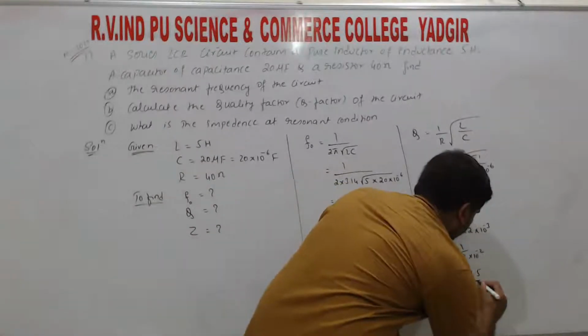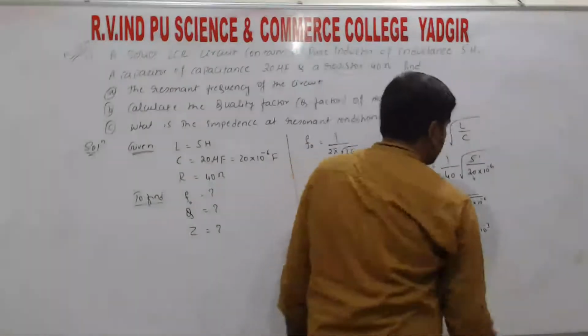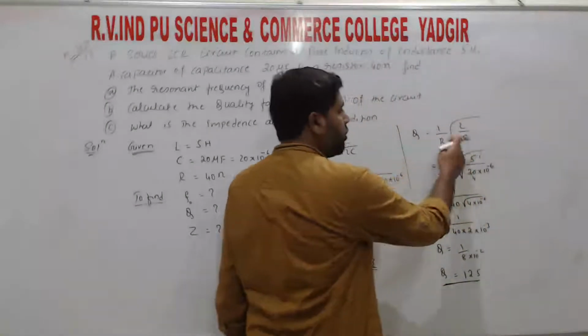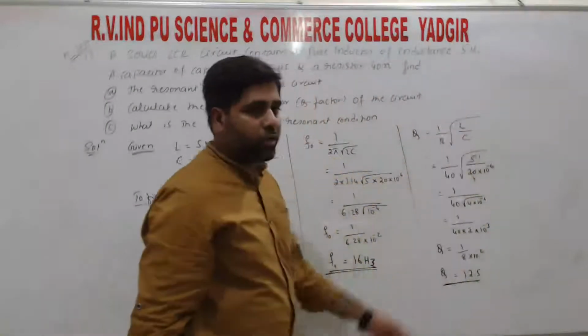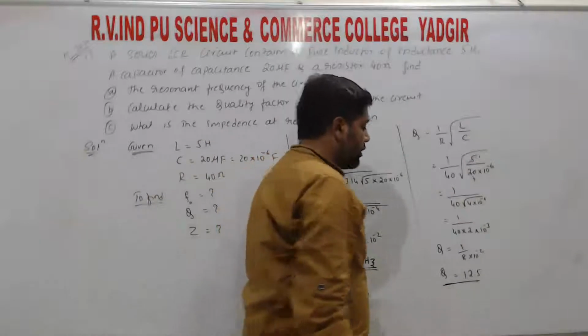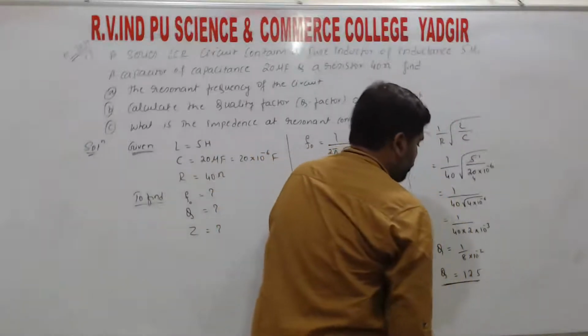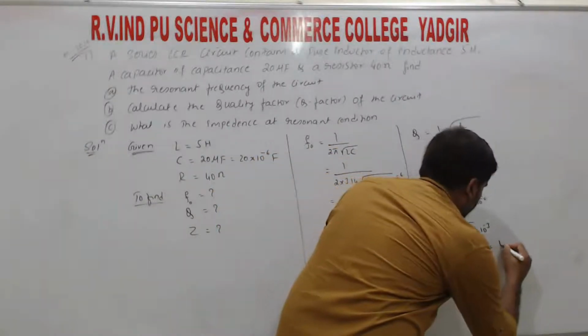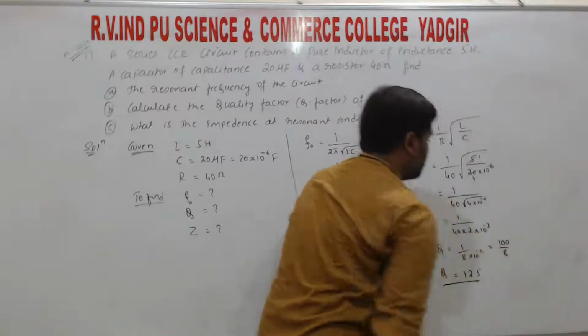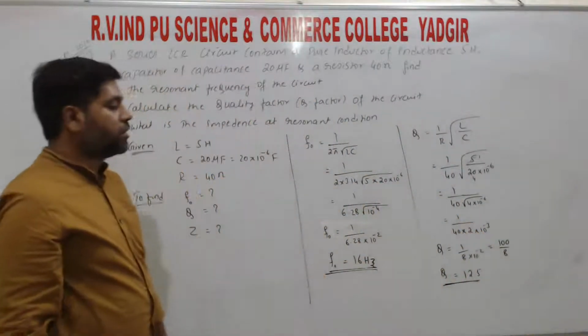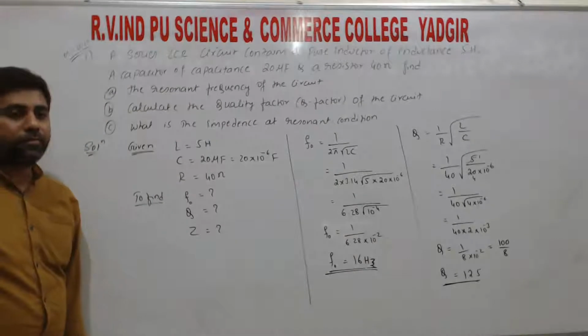So simplifying, we get 12.5. It does not have any unit because all these are resistances, so all the resistance cancels. So the quality factor has no unit, right? With this we write 100 divided by 8, so 100 divided by 8 we get 12.5.